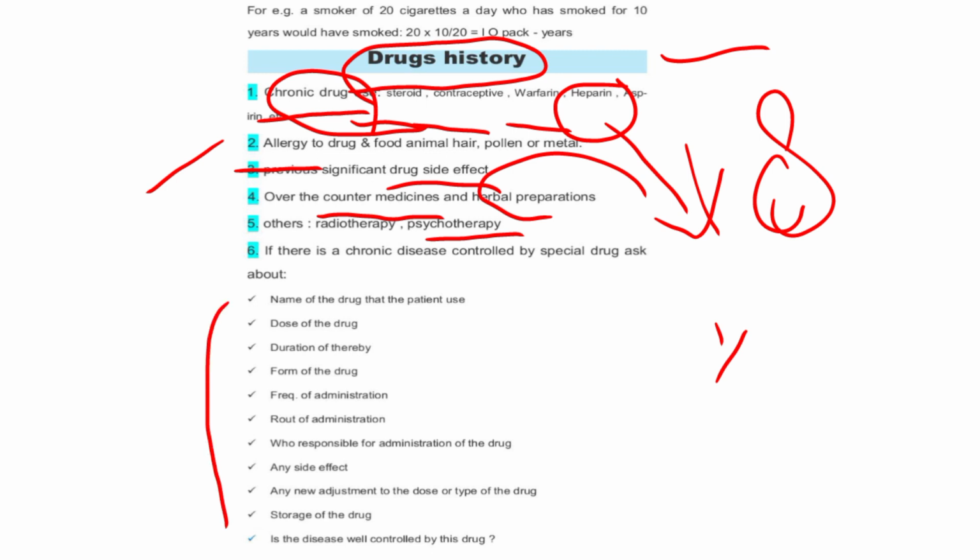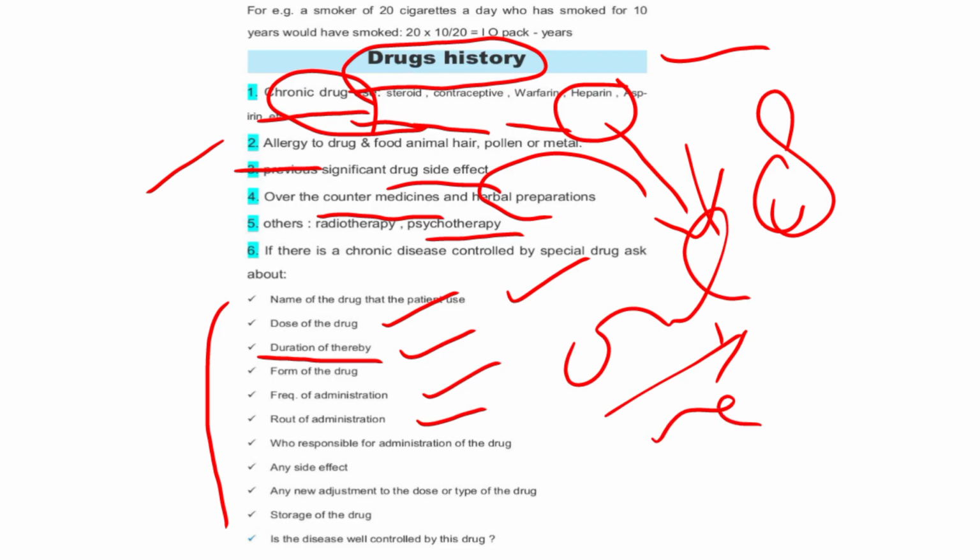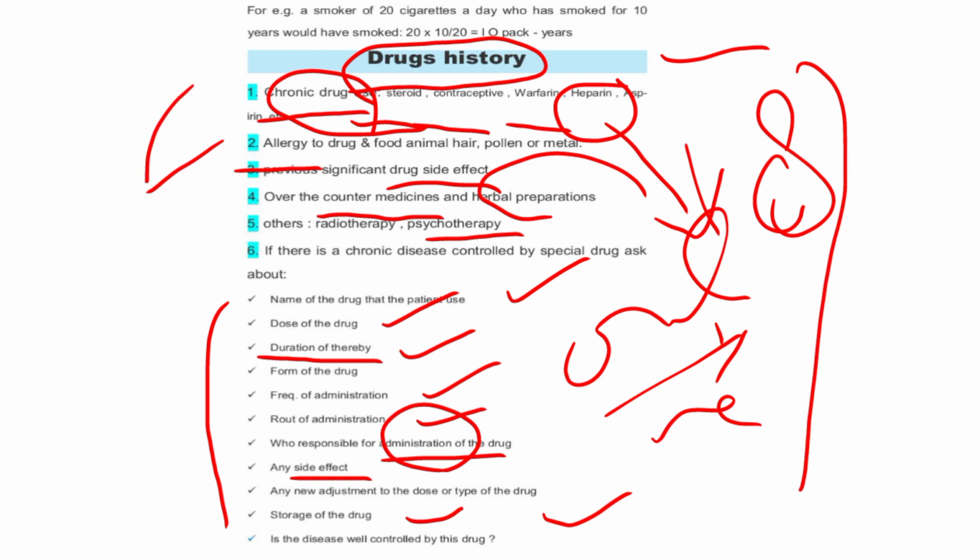And in case of drugs, name of the drug patient uses, dosage, duration, how frequently he uses, route of administration. There are many routes: oral route, rectal route. You can ask who is responsible for the administration of the drug. Patients mostly use drugs on their own, you can ask any kind of side effects. Storage of the drug, is the disease controlled by this drug. Any kind of drug history, does the patient use any expired drug. If you use overdosage, these can cause drug reactions.